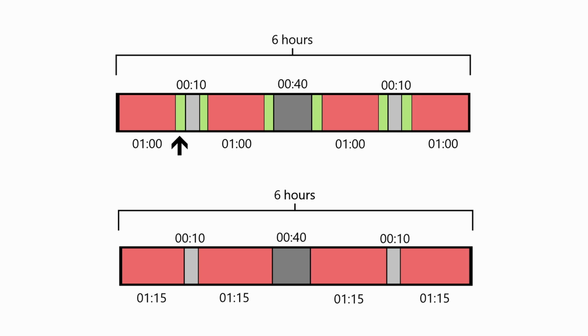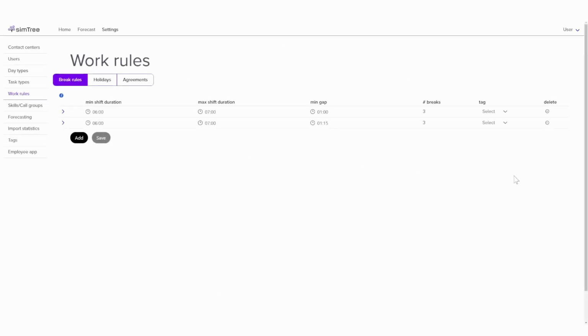If we draw this out visually, we can see that for the 6-hour shift, the minimum gap of 1 hour gives some flexibility for the system to optimize. However, for the minimum gap of 1 hour and 15 minutes, there is only one single way to schedule, so there will be no optimization. This is why you should always try to keep the minimum gap value as small as you can, and remember that simTree will always try to spread out breaks over a shift when possible.